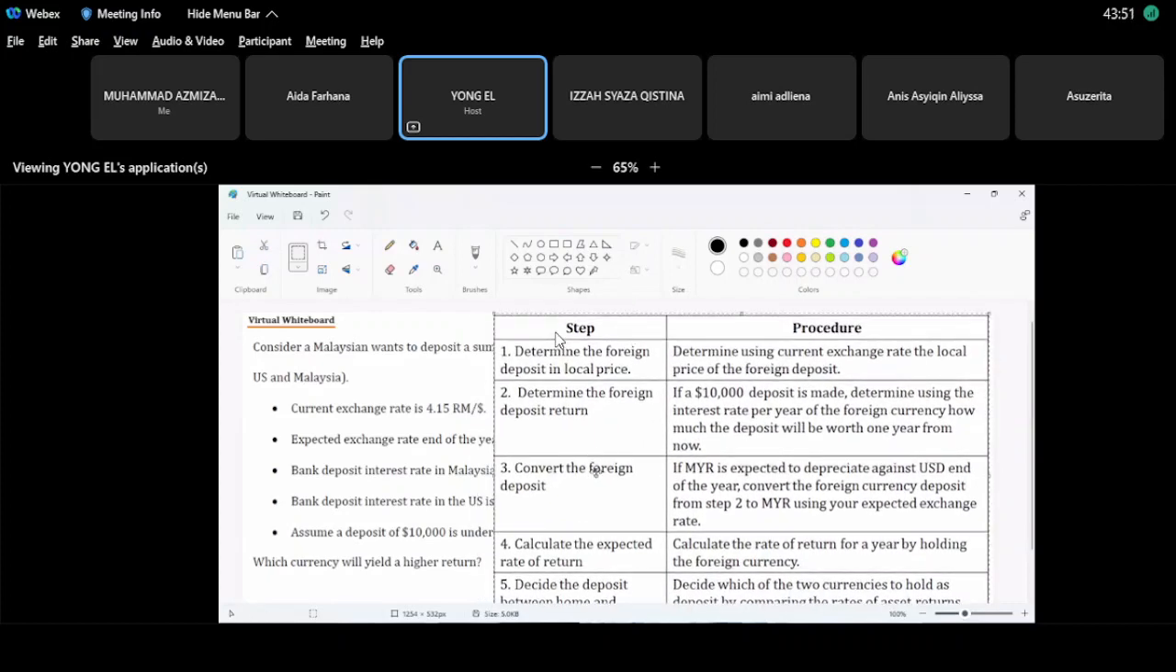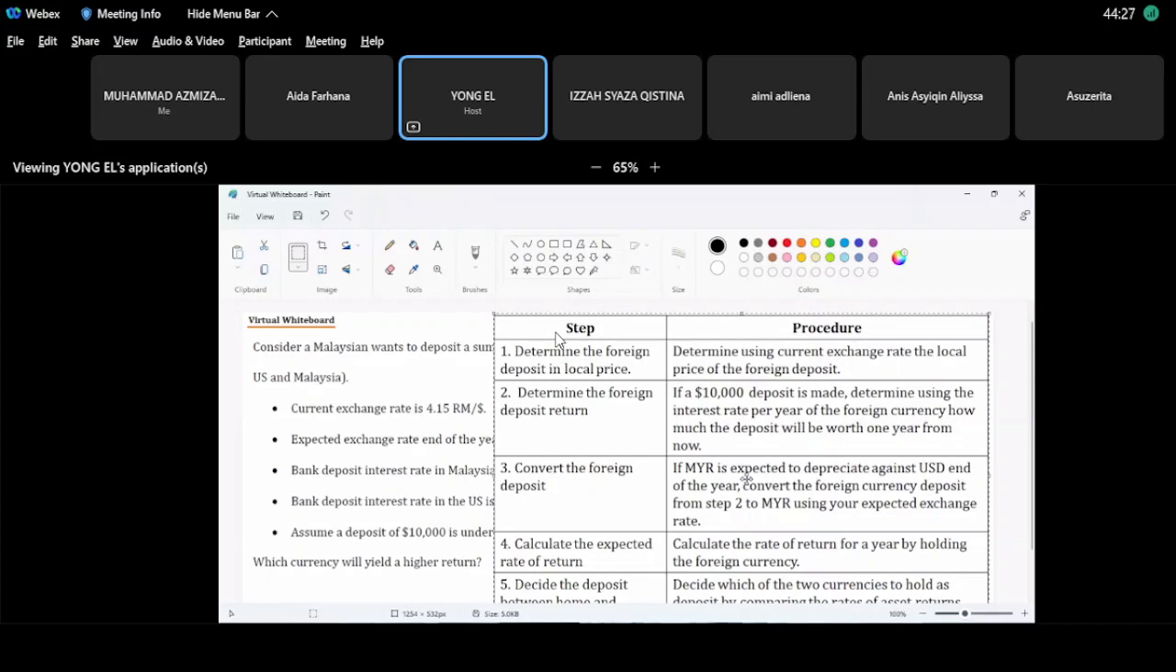Number 3, convert the foreign deposit. Let me read for you here. If MYR is expected to appreciate against USD at the end of the year, convert the foreign deposit from step 2 to Malaysia's ringgit using the expected exchange rate. That means we need to do some expectation, whether the currencies will appreciate or depreciate against each other at the end of the year of your investment, of your deposit.